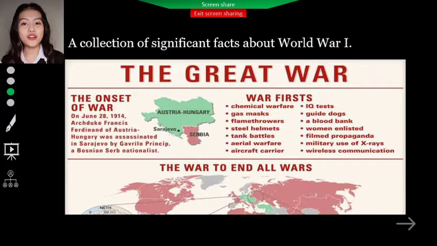A collection of significant facts about World War I. The onset of war: on June 28, 1914, Archduke Francis Ferdinand of Austria-Hungary was assassinated in Sarajevo by Gavrilo Princip, a Bosnian Serb nationalist. War firsts: chemical warfare, gas masks, flamethrowers, steel helmets, tank battles, aerial warfare, aircraft carrier, IQ tests, guide dogs, a blood bank, women enlisted, film propaganda, military use of X-rays, and wireless communication.